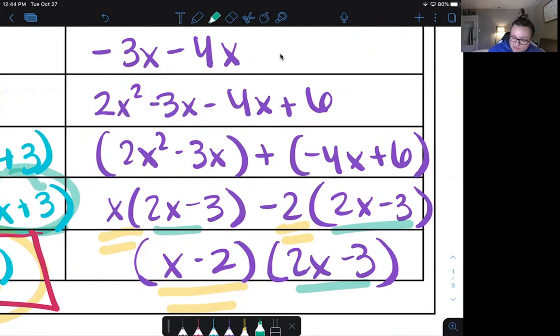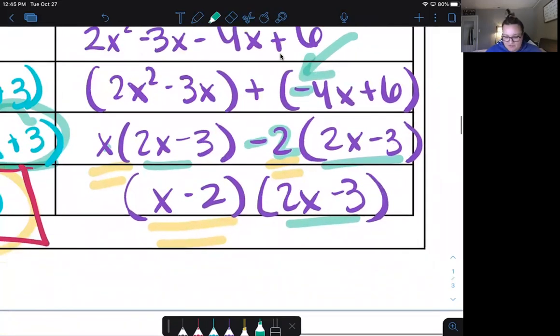Make sure when you put your grouping symbols that the negative with the -4x is inside those parentheses. Then I factored out what these pairs had in common, their GCF. For 2x squared minus 3x, I factor out an x. For -4x plus 6, remember that first term is a negative, so we always factor out a negative. So -2 came out, and then I have 2x minus 3 left.